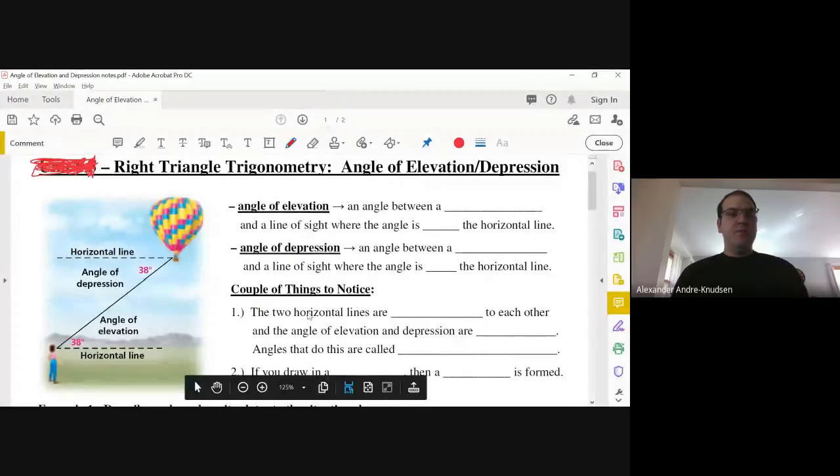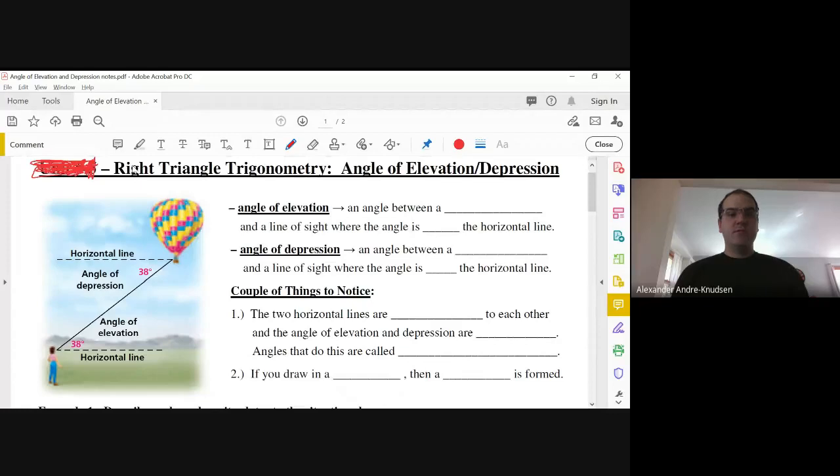You're almost there. Today we're going to be talking about something called the angle of depression and angle of elevation, which is going to relate to our trig triangles that we just recently did. So let me go ahead and share this PDF here.